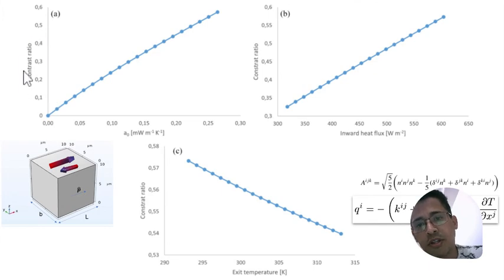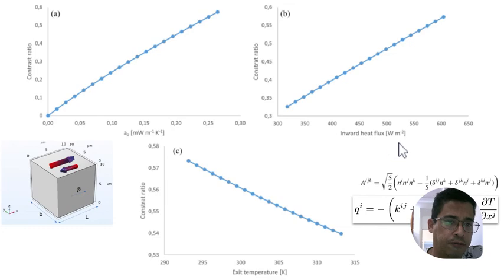The contrast ratio represents how different the heat flux is in one direction and the opposite one, and this difference increases when the parameter A0 increases, that is, when the strength of the polar symmetry in the material increases. Also, the contrast ratio increases when the inward heat flux that I pump in this space increases. And finally, the ratio decreases with the exit temperature on the opposite side of the wall of my simulation. When I increase this exit temperature, the contrast ratio decreases.